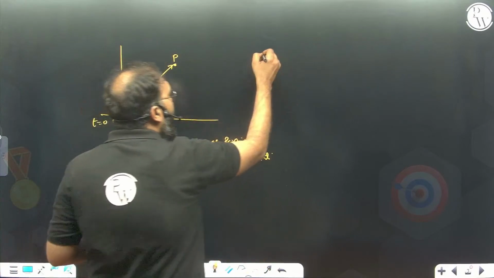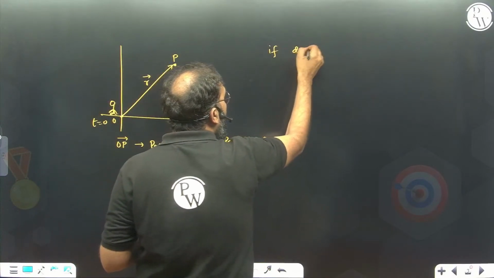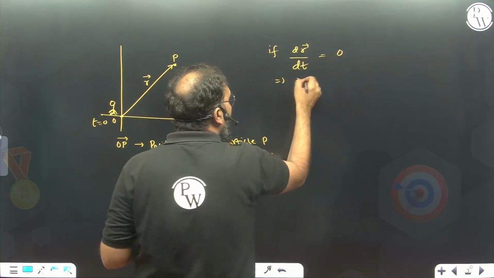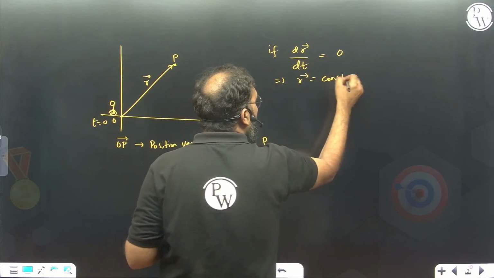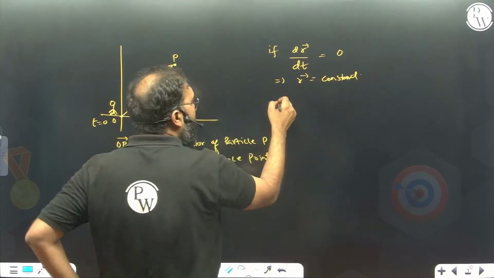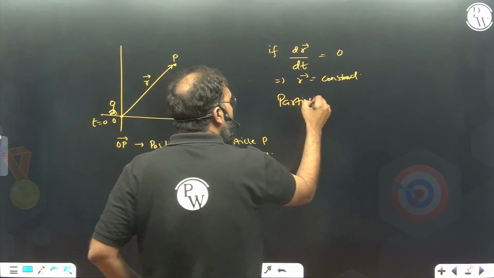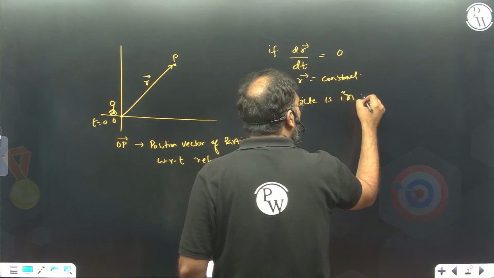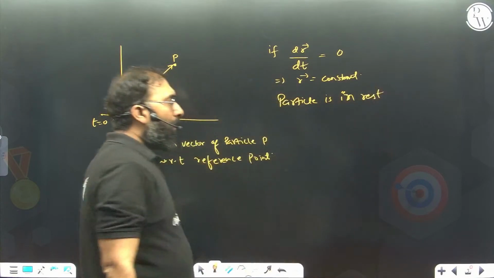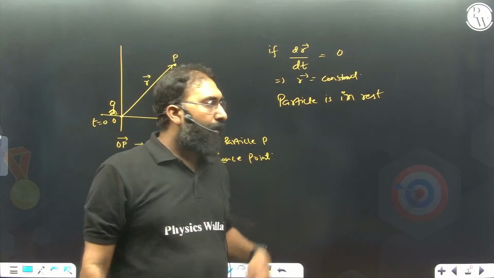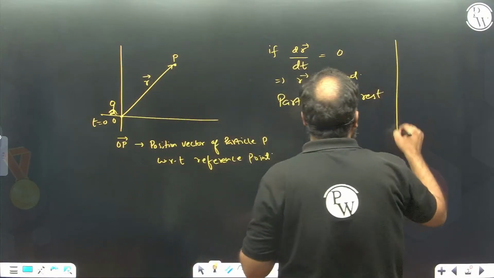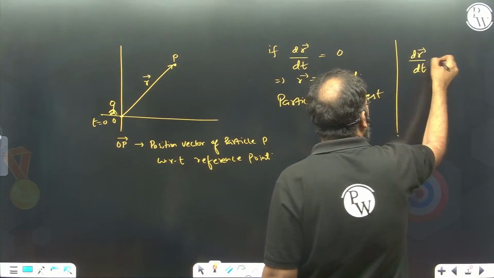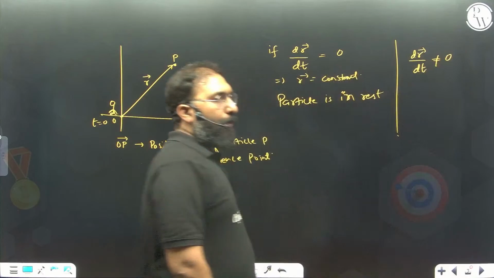If dr by dt equals 0, it means R vector is constant, it is not changing. If it is not changing, the particle is said to be in the condition of rest. And if R vector is changing, then dr by dt will have some value. It is not going to be 0.